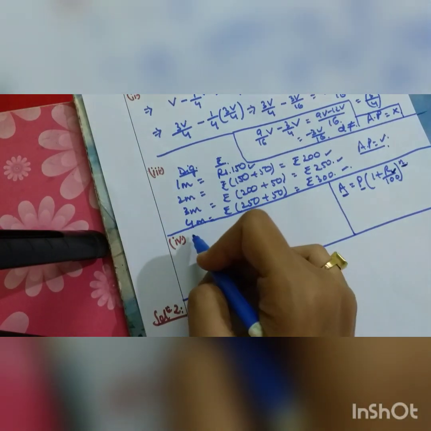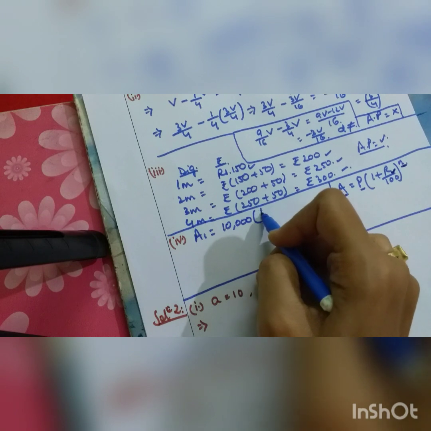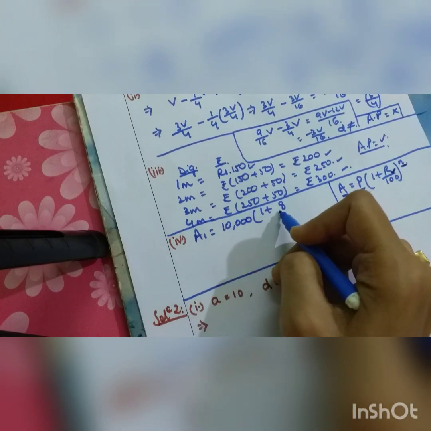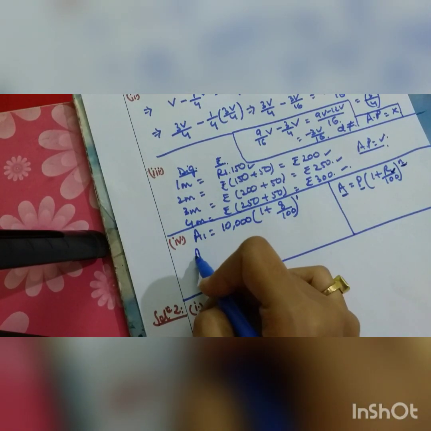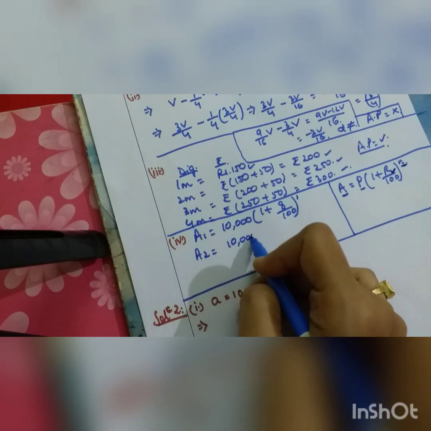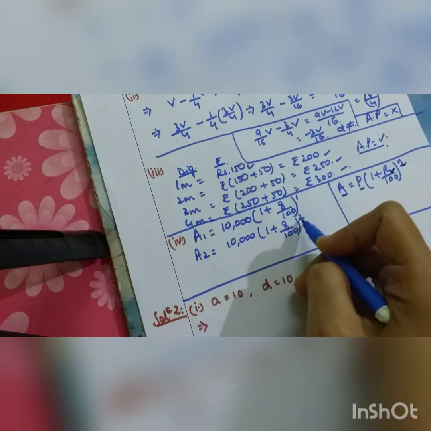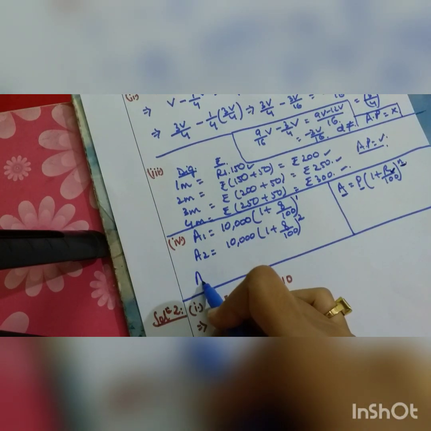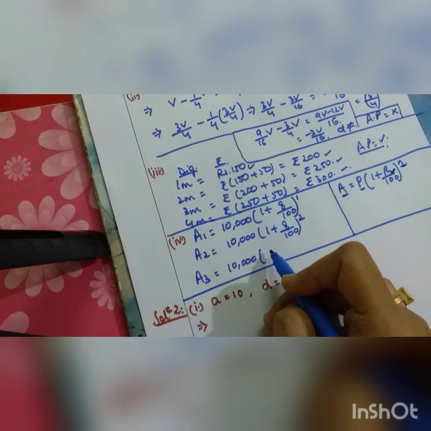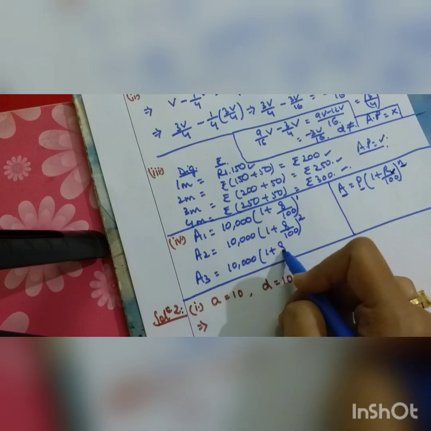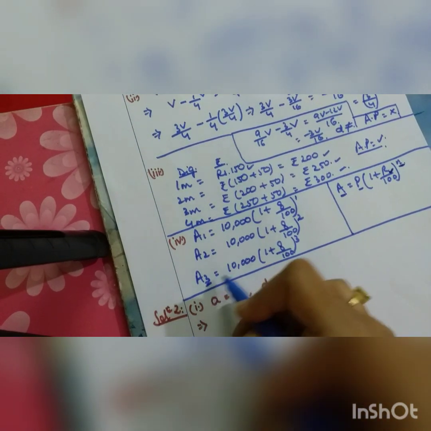So for the first year your amount will be: principal is 10,000 into 1 plus r by 100, R is 8. For the first year, n value will be 1. Amount in the second year will be 10,000 into 1 plus 8 upon 100 to the power 2, since we are calculating for the second year. For the third year, the principal is the same, 10,000, into 1 plus r upon 100, R is 8 and n value here will be 3 because we are calculating for the third year.